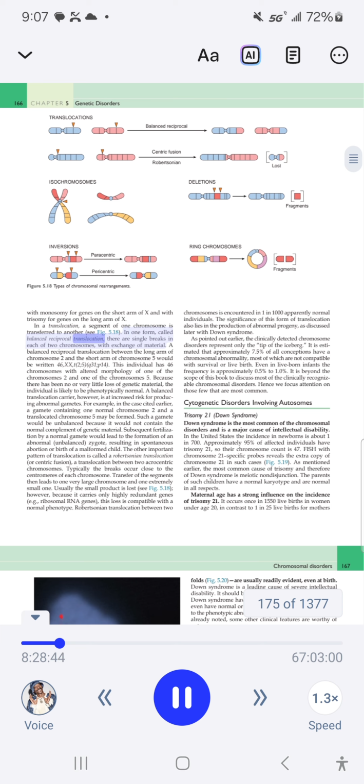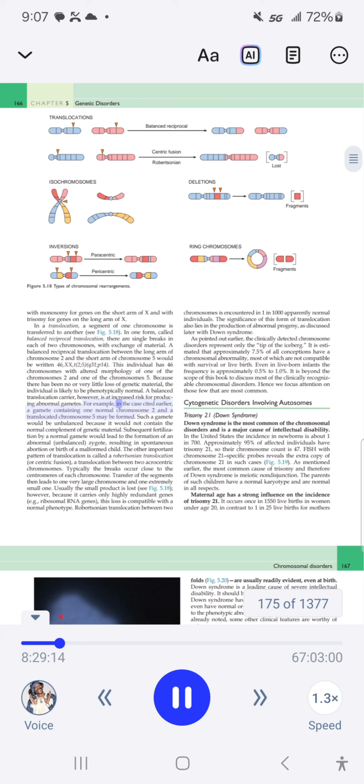In one form, called balanced reciprocal translocation, there are single breaks in each of two chromosomes with exchange of material. A balanced reciprocal translocation between the long arm of chromosome 2 and the short arm of chromosome 5 would be written 46,XX,t(2;5)(q31;p14). This individual has 46 chromosomes with altered morphology of one of the chromosomes 2 and one of the chromosomes 5. Because there has been no or very little loss of genetic material, the individual is likely to be phenotypically normal. A balanced translocation carrier, however, is at increased risk for producing abnormal gametes.